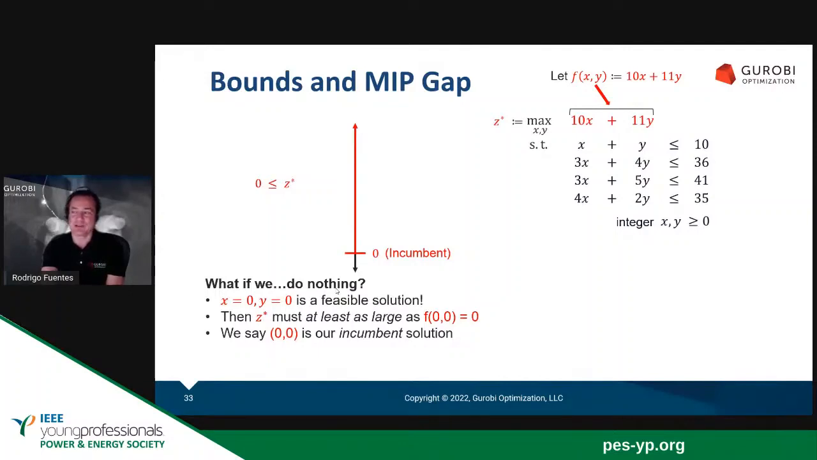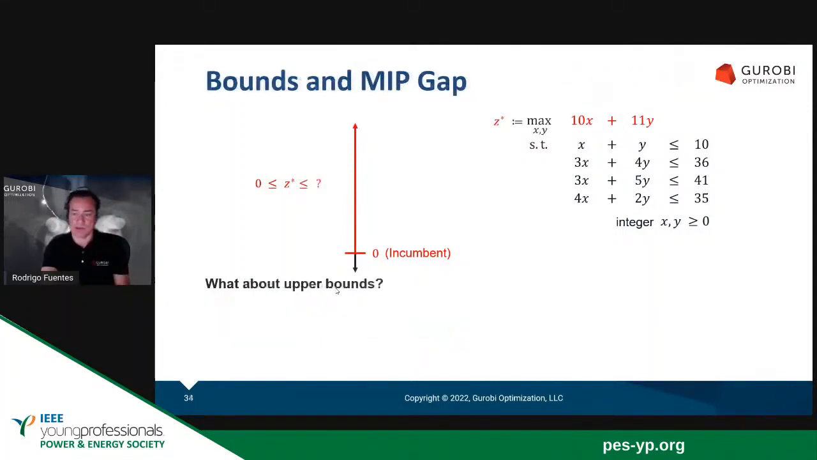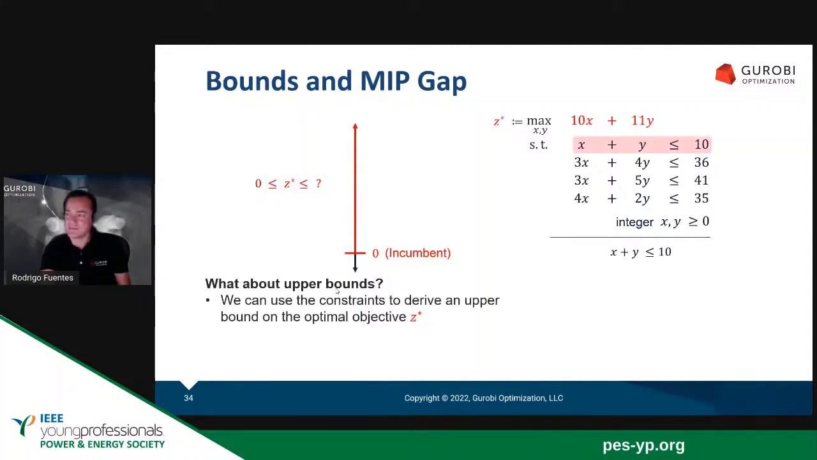What about an upper bound? Is there a way to estimate a number that we cannot do better than? Let's try to find an upper bound now. We'll try to find an upper bound for our objective function, and for that, we are going to use the constraints. So let's take the first constraint. Let's look at it. x plus y is less than or equal to 10, right?